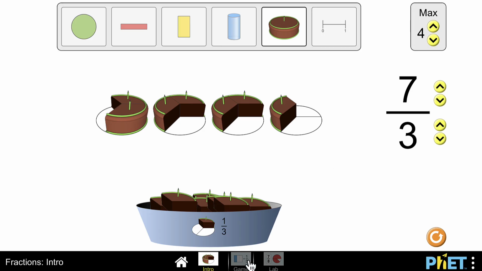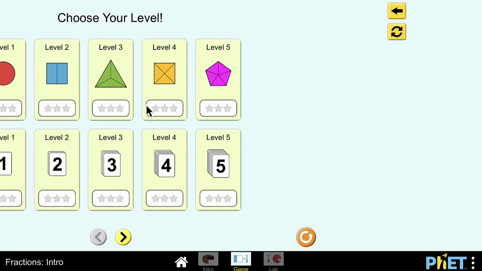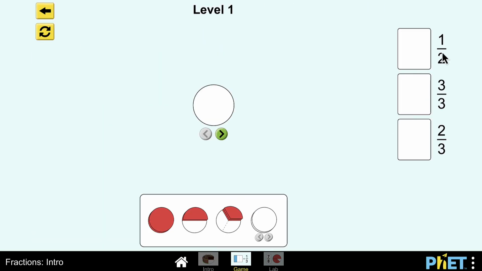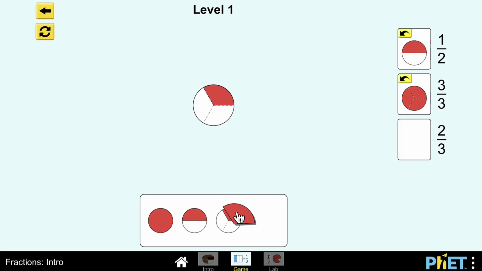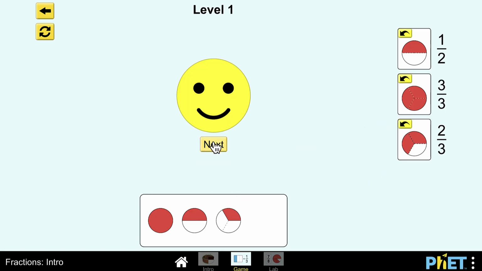I will be focusing on the games section. Let's play these games together. Level 1, I need to make this fraction 1/2, so I'm going to divide this into 2, drag the half, put it there. Good job. What about 3/3? I need to divide this into 3 pieces. I could use the thirds, or I could say 3/3 is the same as 1 whole. Worked. 1, 2, 3. Good job.